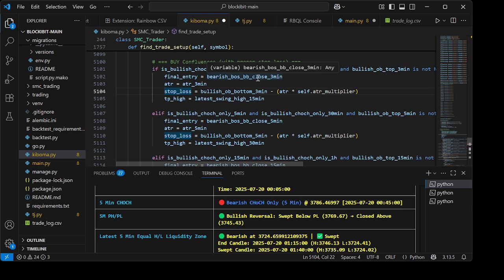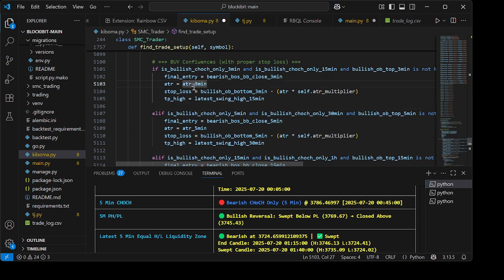For those who understand it, this is an overview. If you want me to go deep, I can go deep with time, but for now, even the overview is going to take a long time because there are so many things in ICT. So this is just a simple CHoCH strategy.